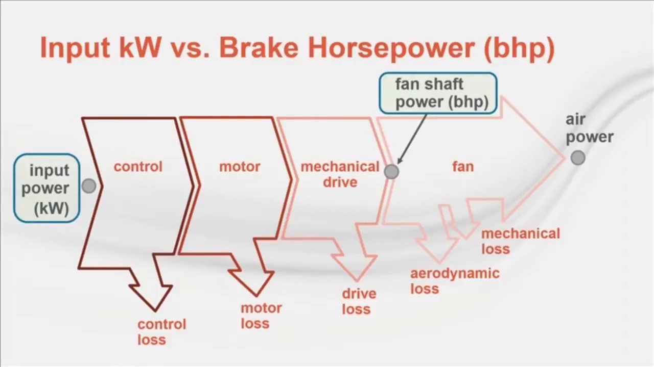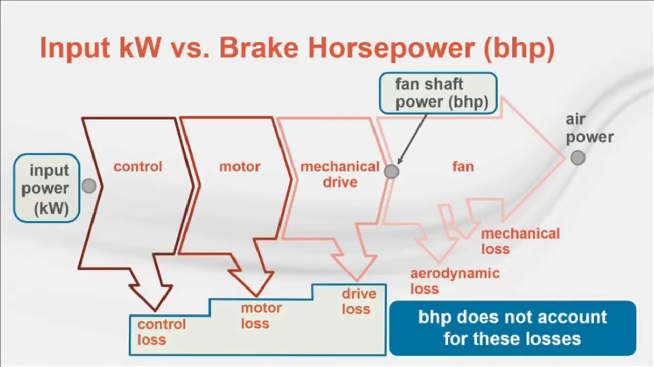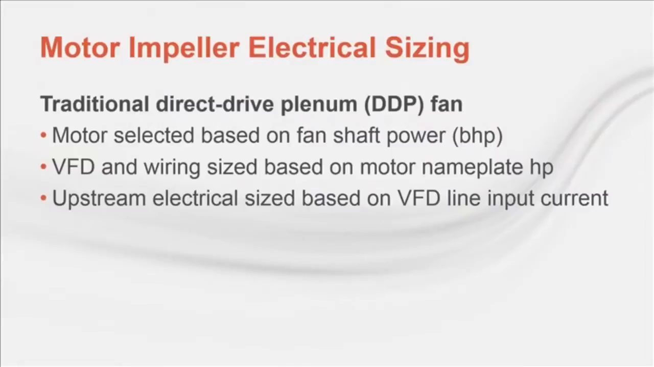However, there is another useful definition of power: input electrical power, or kW. As we saw earlier, there are a number of inefficiencies not present when the fan shaft power is being evaluated. The input kW includes the missing inefficiencies associated with the motor and motor controller. So with a traditional direct drive fan, the user will select a motor based on the brake horsepower. The VFD and wiring between the two are sized based on the motor nameplate or max applied motor horsepower.